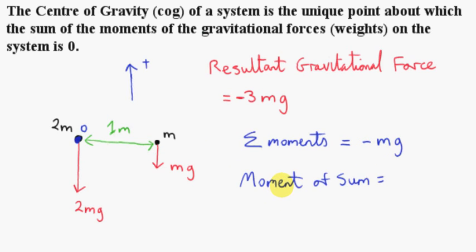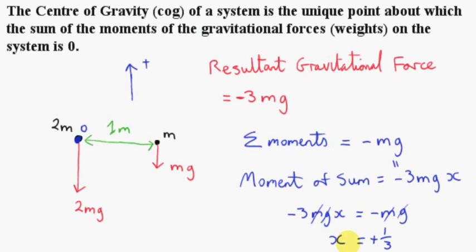So now we get the moment of the sum. The resultant force is minus 3mg. We take upwards as positive, the usual convention, and we have to multiply this by x, where x is the position vector of the line of action of the resultant force. By the principle of moments, these two are equal to each other. So solving, we get x equals plus 1/3. So we took moments about this point. This is the origin point, or the 0 point. So the position vector is plus 1/3.